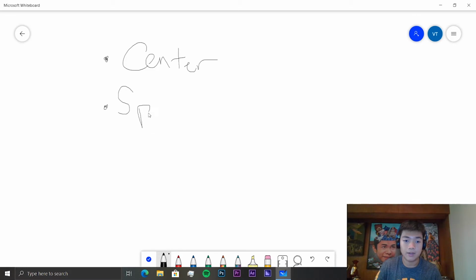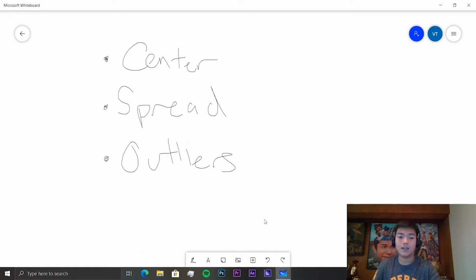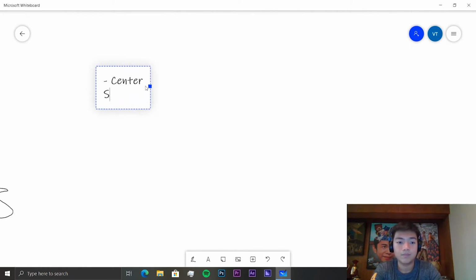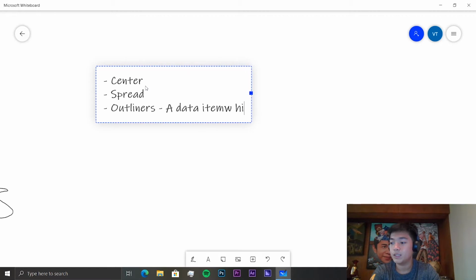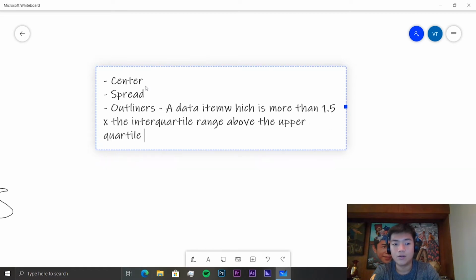Next, we need to look at the spread. So we want to look for the range, the maximum and the minimum of the data. We want to look for outliers. The IB course defines outliers as a data item which is more than 1.5 times the interquartile range above the upper quartile or below the lower quartile.